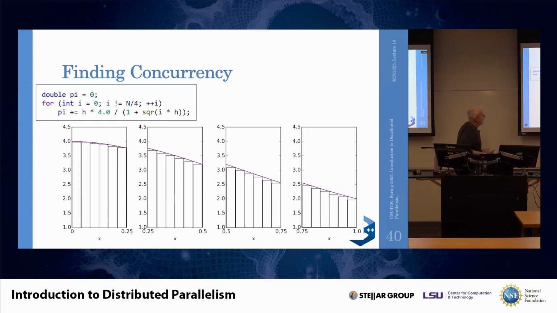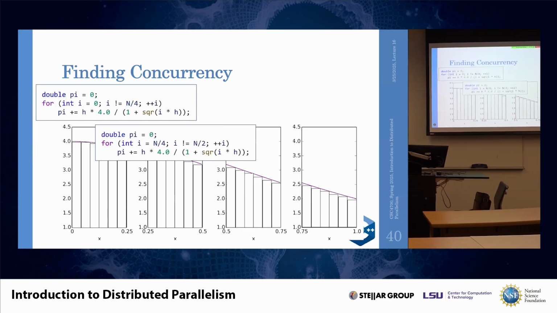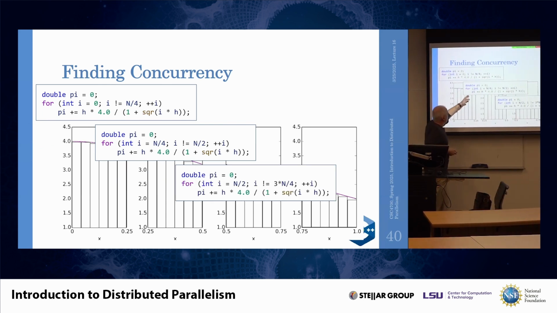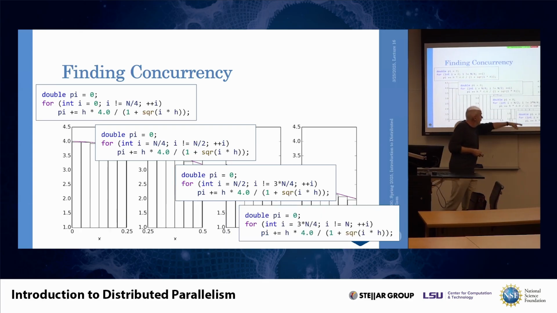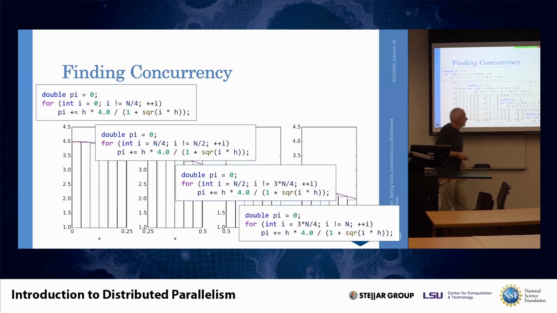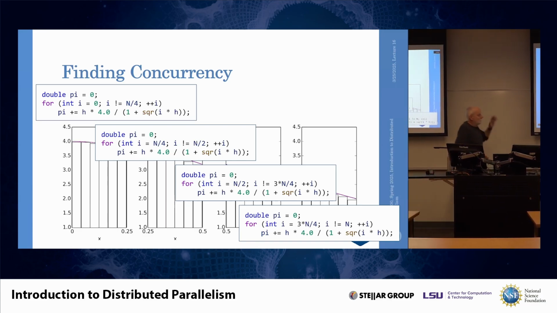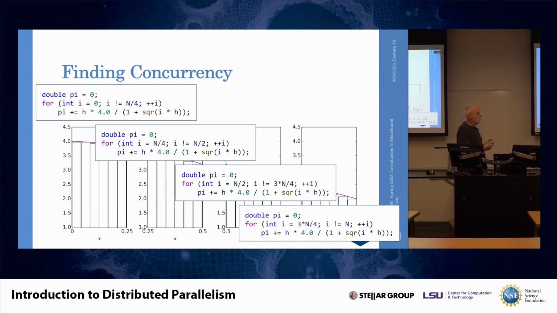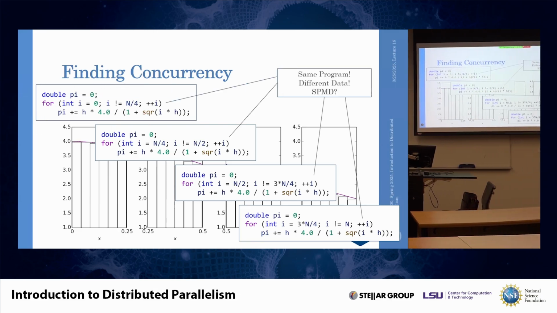So we have the same code. We run it 4 times. We run it from 0 to n over 4, from n over 4 to n half, from half to 3/4, and for the rest of it. It's all what we have discussed, so I'm kind of skimming over things just to save some time. But just to give you the idea and to remind you where we actually have been.